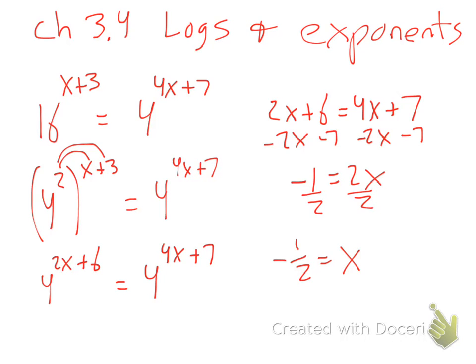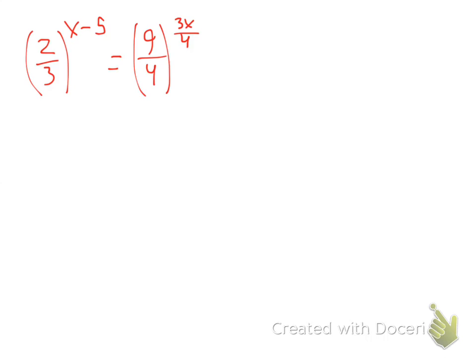Does that make sense, guys? Get a common base. Every problem in your worksheet has a common base. Don't say there is none. Work at it. Because now you get things like this. 2/3 to the x minus 5 equals 9/4 to the 3x over 4. So now it's a fractional base.